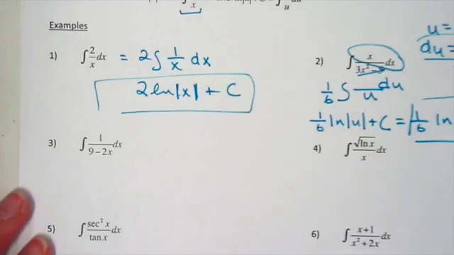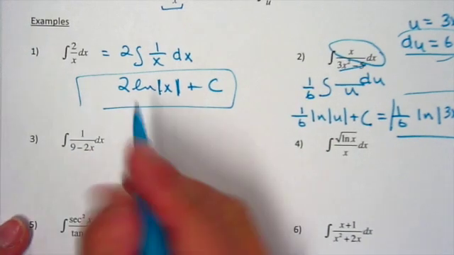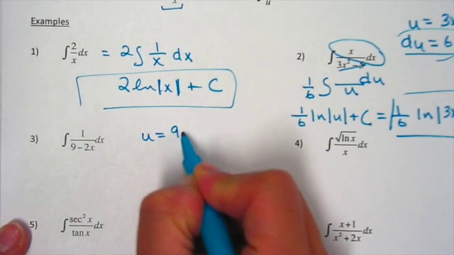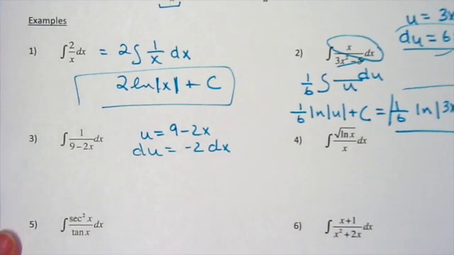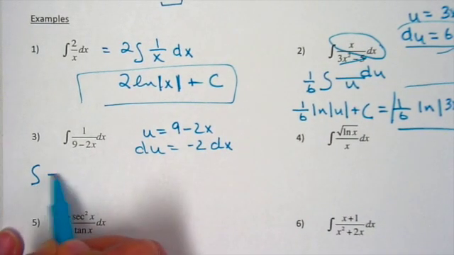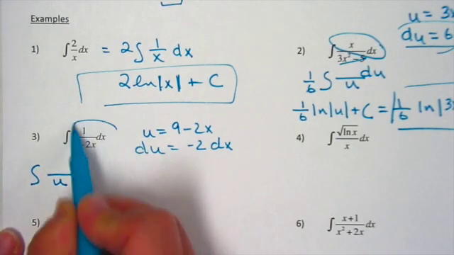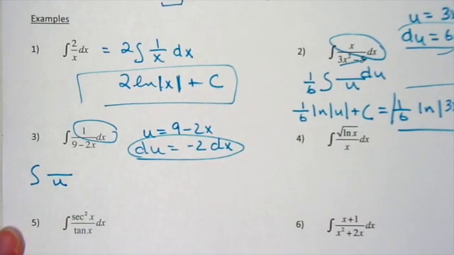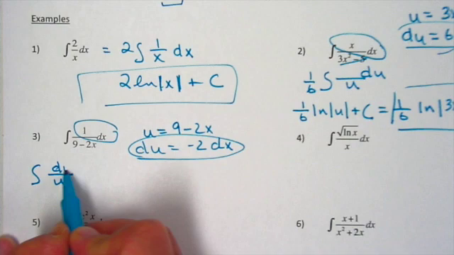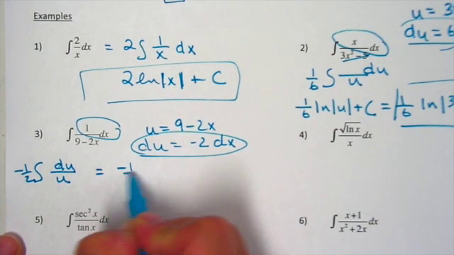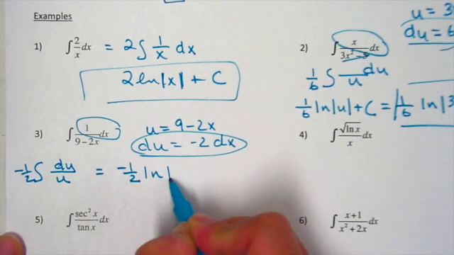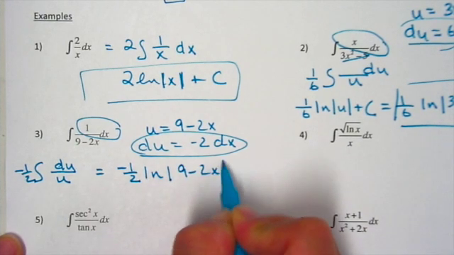Okay, number 3. Again, I see something on the bottom raised to the first. U is 9 minus 2x. Du is negative 2 dx. Again, if you want to rewrite it, you can. So the entire bottom becomes your u. Everything else should be your du. The only thing you can be missing is a number. So I have a du, but I am missing a negative 2, so you need that reciprocal. So this is negative 1/2 natural log of u, which is 9 minus 2x plus c.